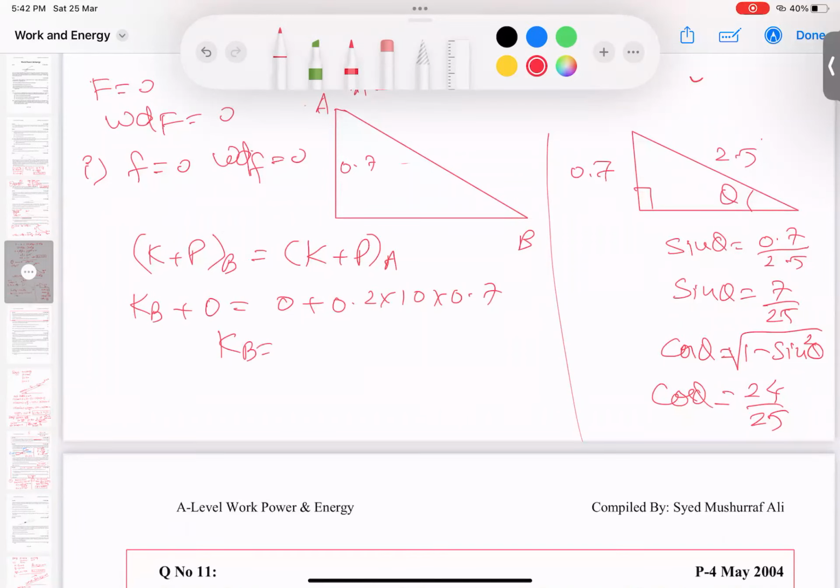If I type it in the calculator, 0.7 into 10 into 0.2, it is 1.4. 1.4 joules is very, very clear. And let's go for the next part.